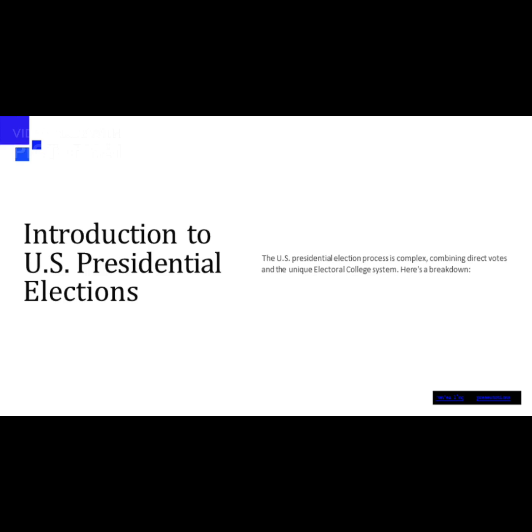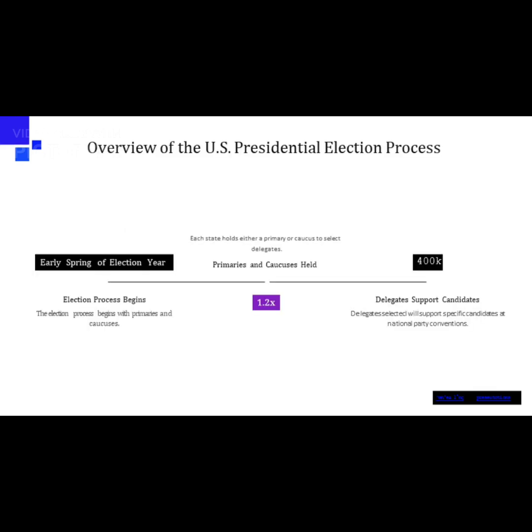The U.S. presidential election process is complex, combining direct votes and the unique Electoral College system. Here's a breakdown. Each state holds either a primary or caucus to select delegates. The election process begins in the early spring of the election year with primaries and caucuses held. Delegates selected will support specific candidates at national party conventions.